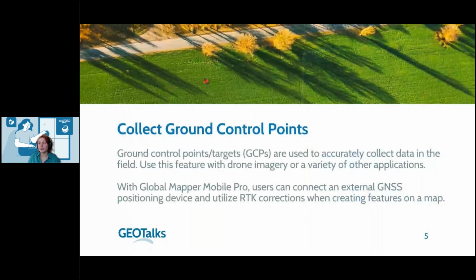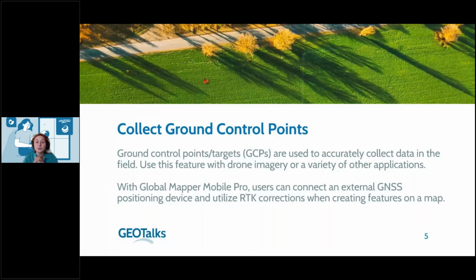So first off, we've got the collection of ground control points. Ground control points can be used for a wide variety of things. They're very valuable pieces of data, especially when they are very accurate. The accuracy can, of course, be increased using an external GNSS unit connected to Global Mapper Mobile Pro, and especially if you're applying RTK corrections, if those are available to you. Ground control points can be used to rectify imagery. They can be used to QC some elevation data. Maybe elevation is the important attribute that you're collecting here.